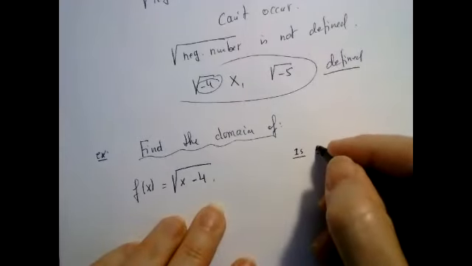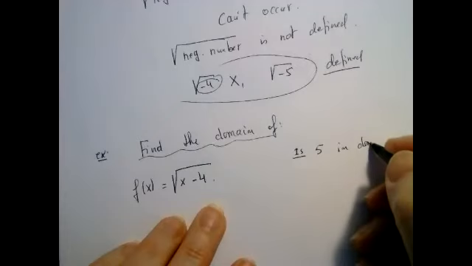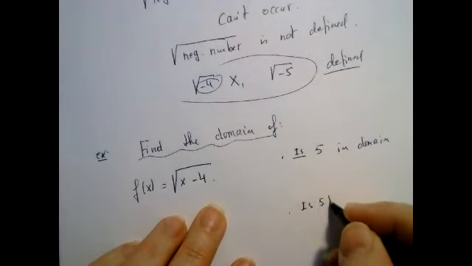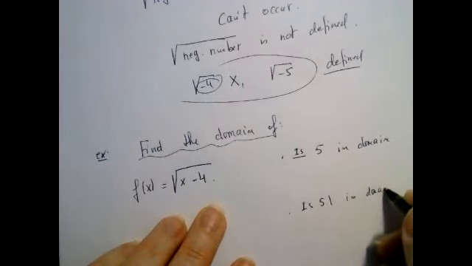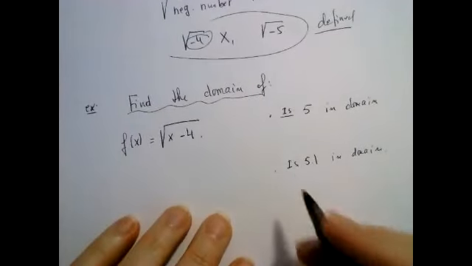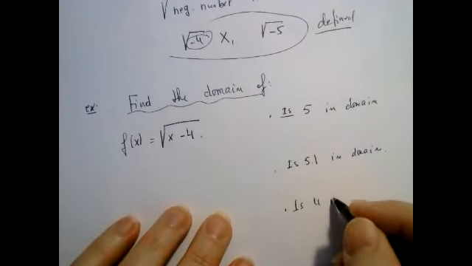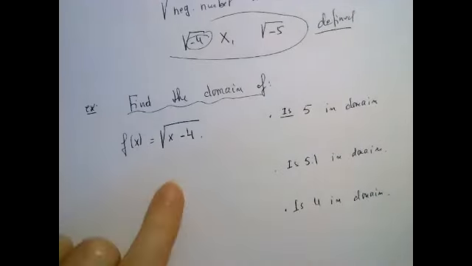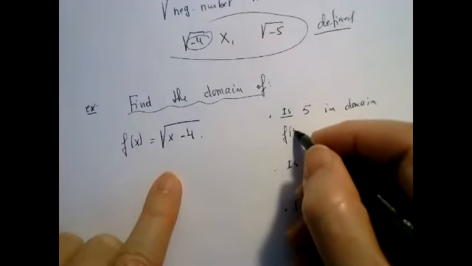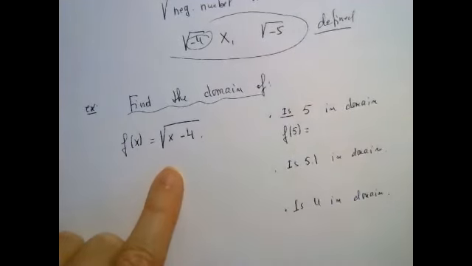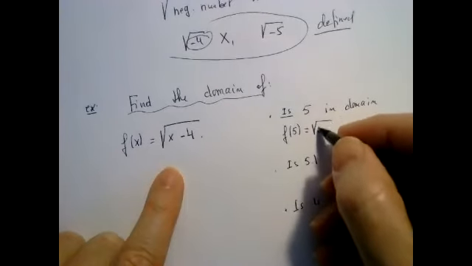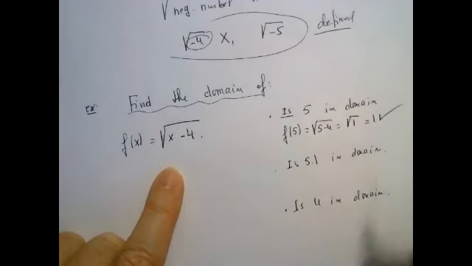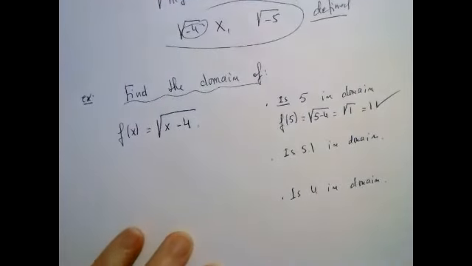Before we do that, let me ask you a question. Is 5 in the domain? Is 5.1 in the domain? Before we even find it algebraically, is 4 in the domain? Okay, question number 1. Is 5 in the domain? It means if you plug in 5 for x, you get a number. Yes, because this is 5 minus 4, the square root of 1, which is 1. That's a number.